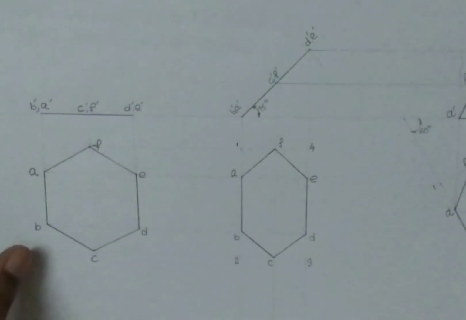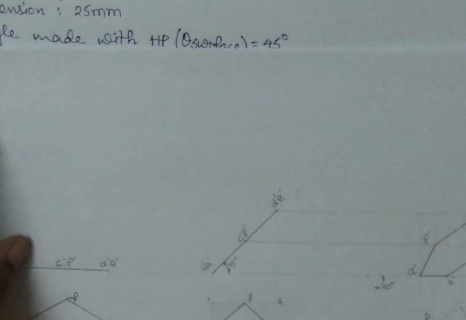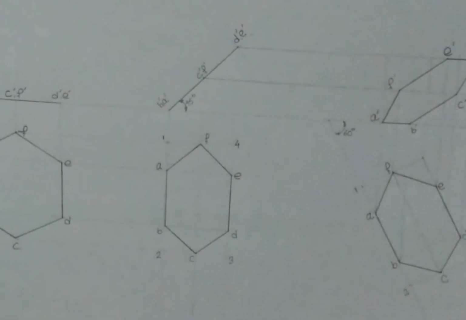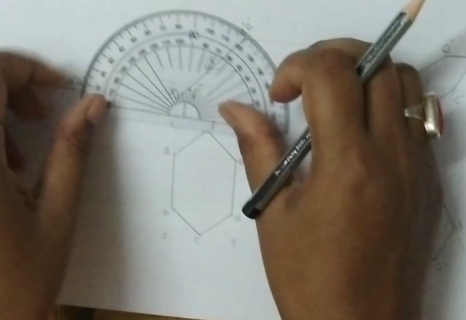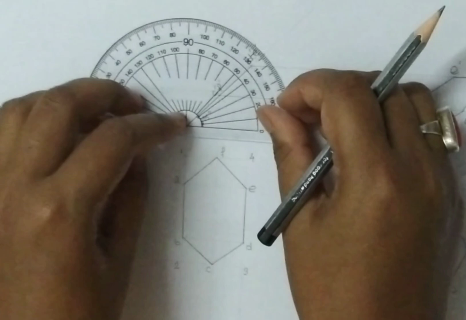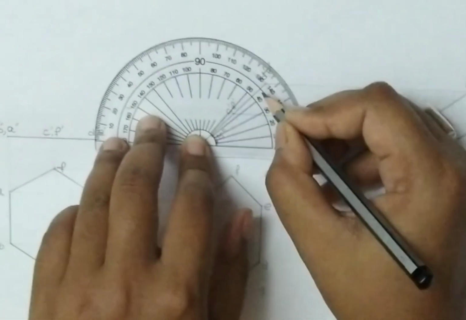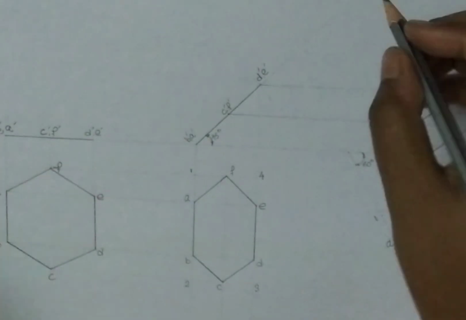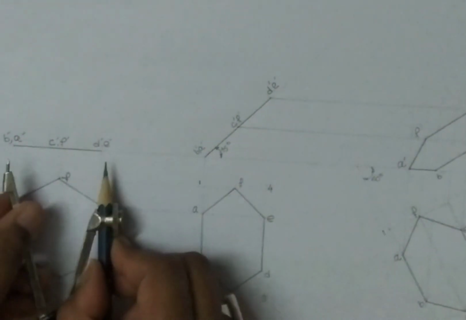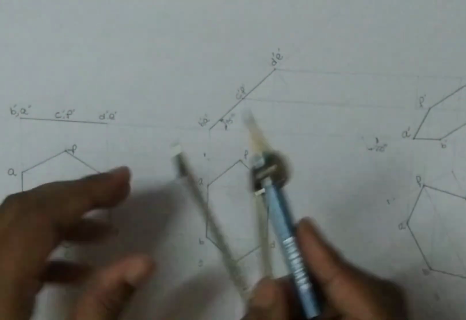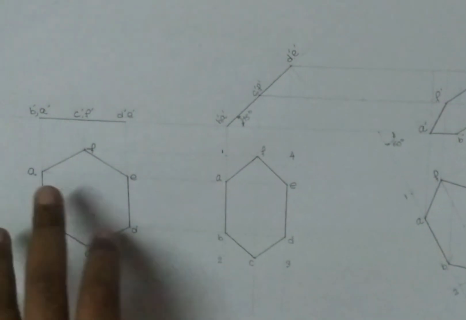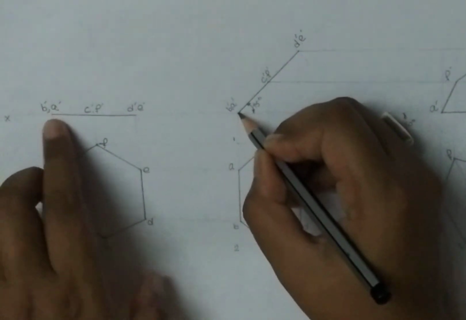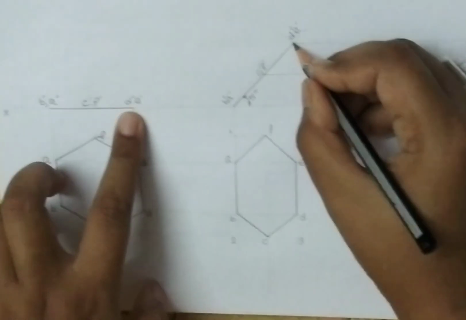Now in question it is given that it will make 45 degree with the horizontal plane. Just take 45 degree in your protractor. Put your protractor here, and see, this is 40, this is 50, this will definitely be 45. Make a line like this. Take this distance as radius, put your compass here, make a cut like this. Mark this point as B dash A dash, mark this point as D dash E dash.